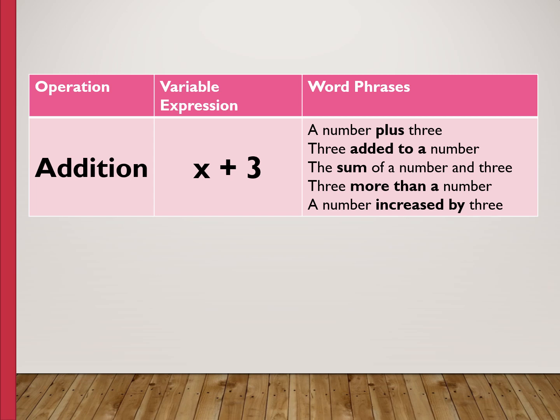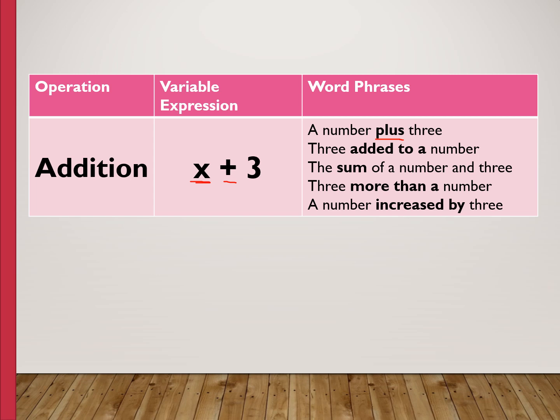The number x, this x represents a number because we don't know the exact number of this variable. So when the given is a number, meaning it is always x. So a number plus 3: since it says plus, the operation that you are going to use is addition, plus 3.